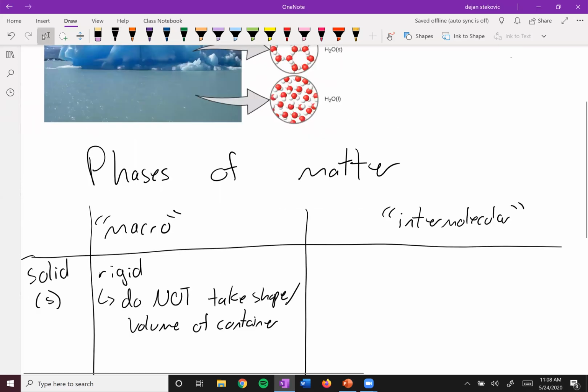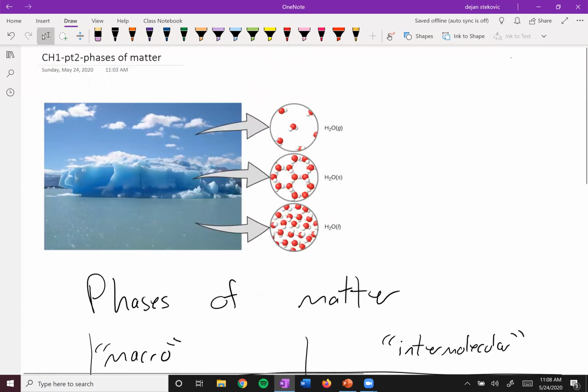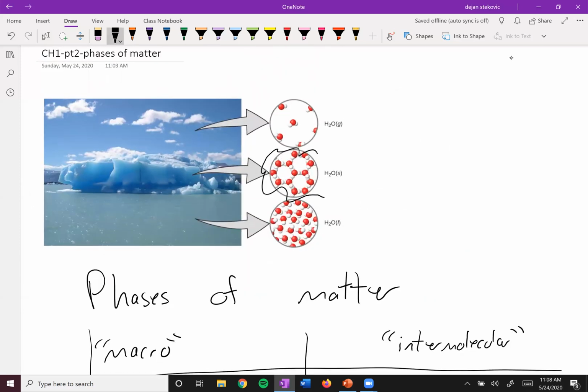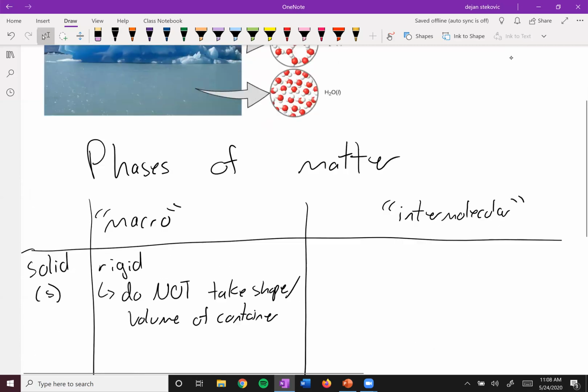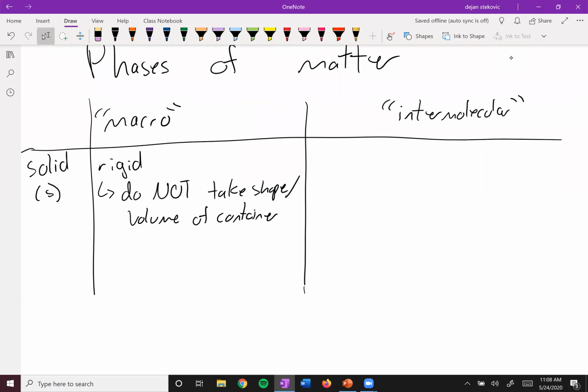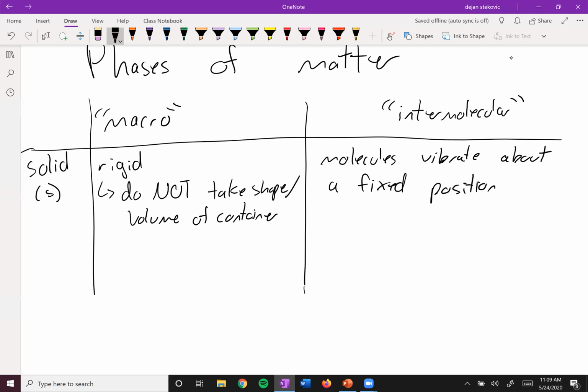And then we have to think about what's going on at the intermolecular level. What's happening to the molecules of a solid? The main characteristic of the molecules of a solid is that they don't move from position to position. They just vibrate about a fixed position. Cool. So that's solids taken care of.